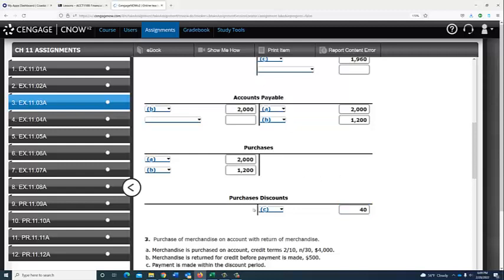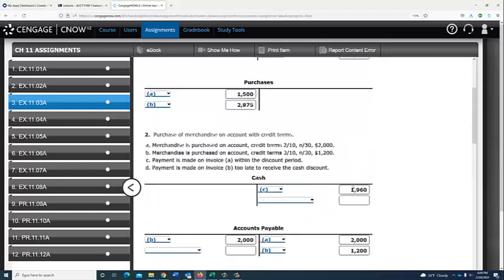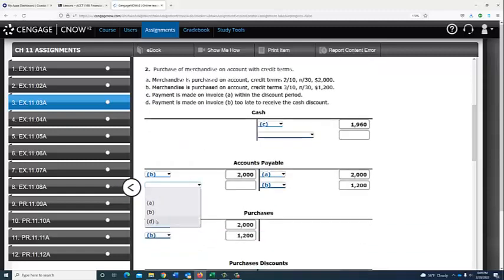So in this account we're showing where we've earned the discounts for early payment. And on D, payment is made on invoice B, but it's too late to receive the cash discount. Okay, so on B, I'm just going to have to pay the full $1200. So on D, I'm going to clear out the $1200 out of accounts payable. $1200 went in, so when I pay it, the full $1200 comes out. And then I'm going to credit cash for $1200.